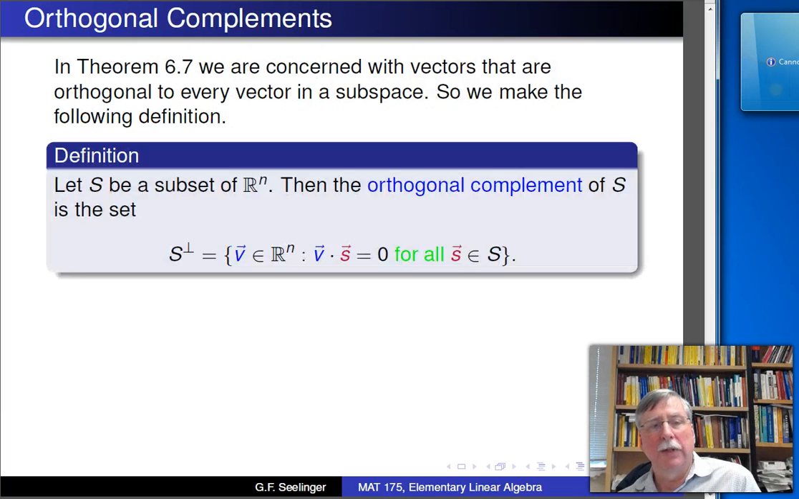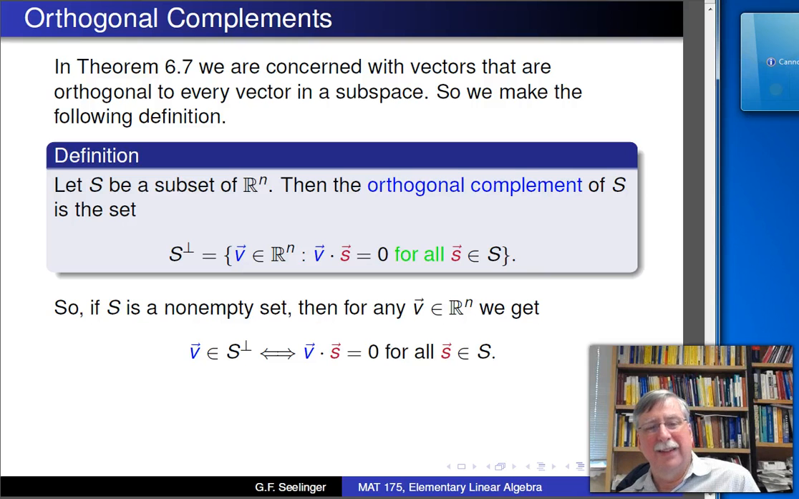So we make the following definition. Here we generalize what we did before for subspaces. Here we just do it for a set. And so S perp is just going to be, for any subset, the set of all vectors orthogonal to every element of S.